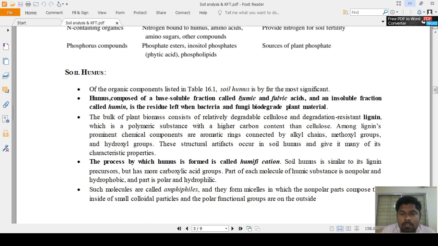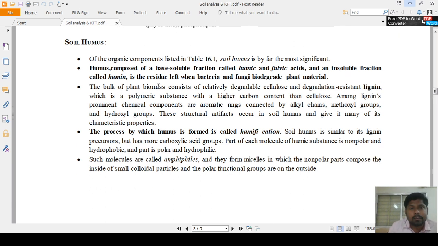Okay, you can search those in Google, so you can get the structure of what is a fulvic acid and humic acid. And an insoluble fraction called humin is the residue left when bacteria and fungi biodegrade plant material. That means when bacteria and fungi biodegrade the plant materials, the byproduct of that is called the insoluble fraction known as humin, and those materials combinedly known as humus, soil humus.